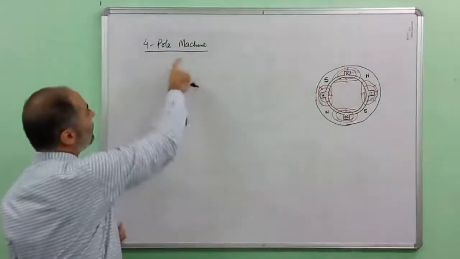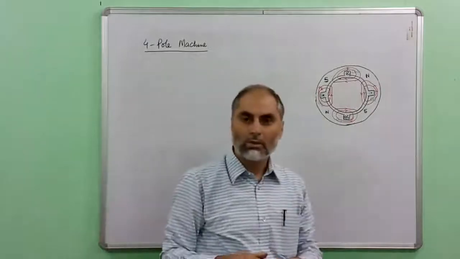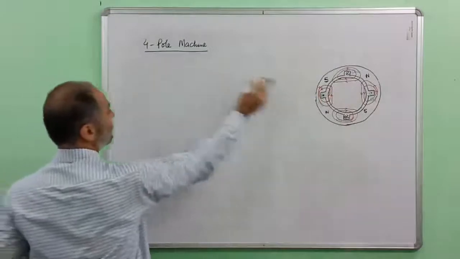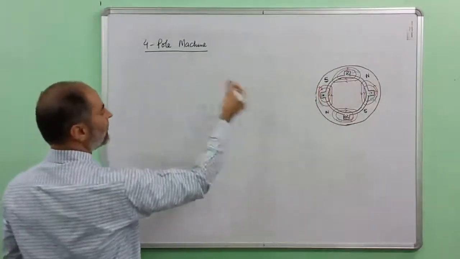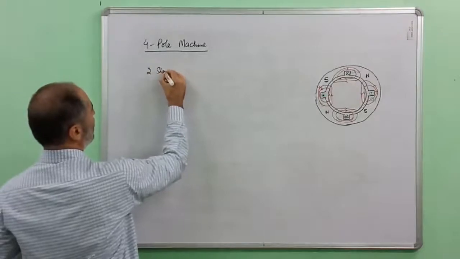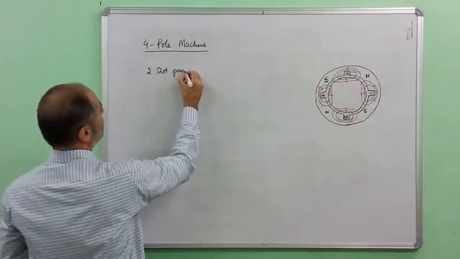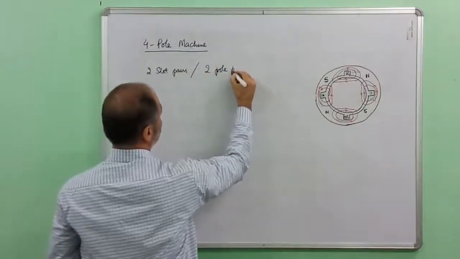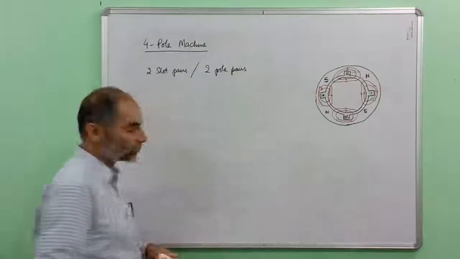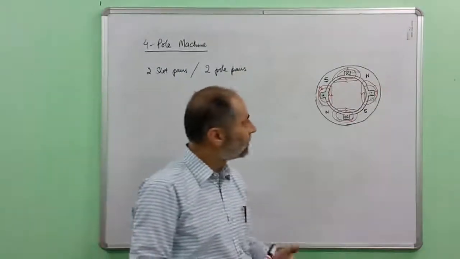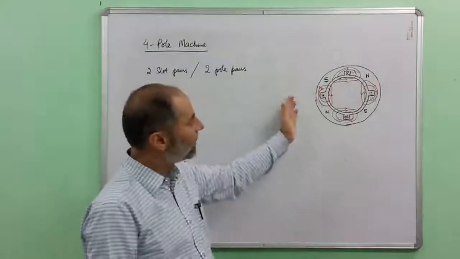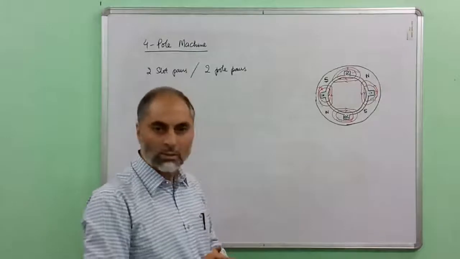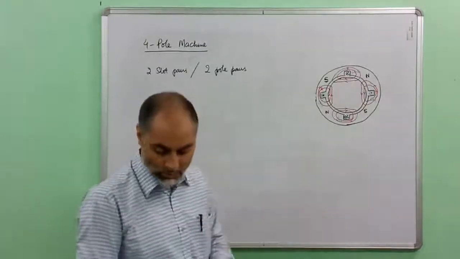So this is how we can create 4 poles on the stator, and to provide 4 poles or 2 pole pairs, we require 2 slot pairs. We have used 2 slot pairs to create 2 pole pairs. Similarly, if we have to produce 6 poles, that is 3 pole pairs, we will be requiring 6 slots and so on and so forth.